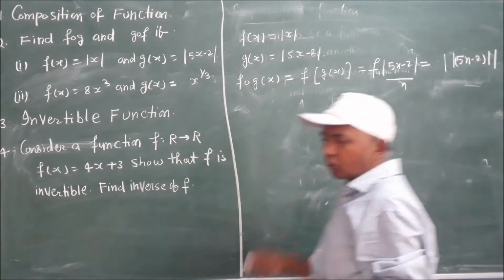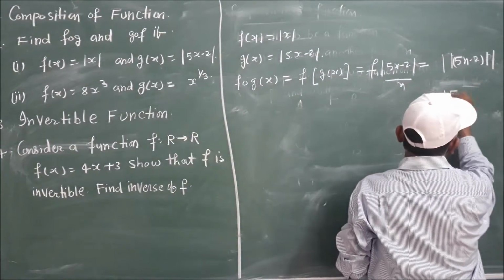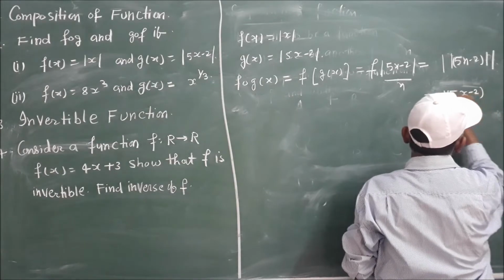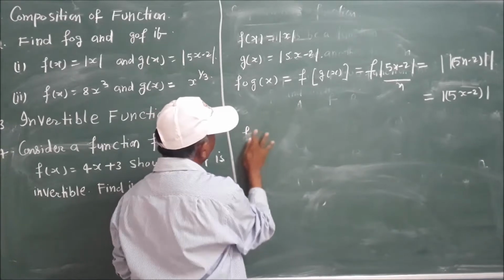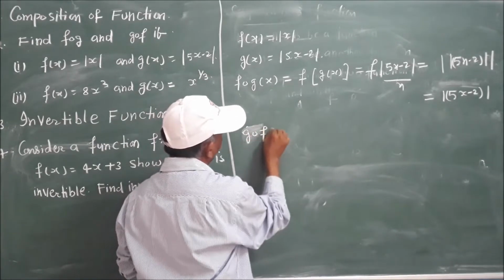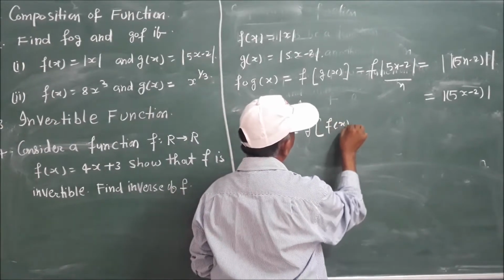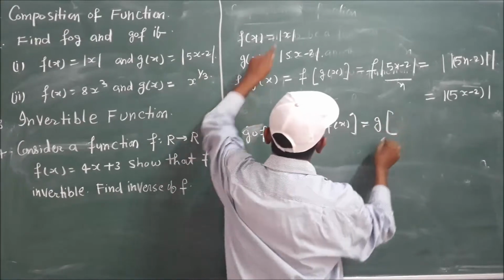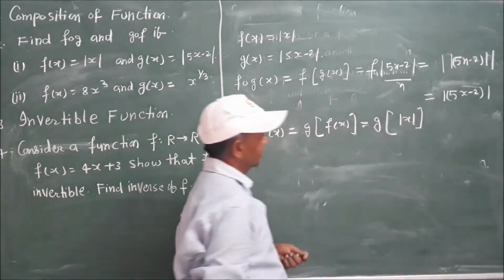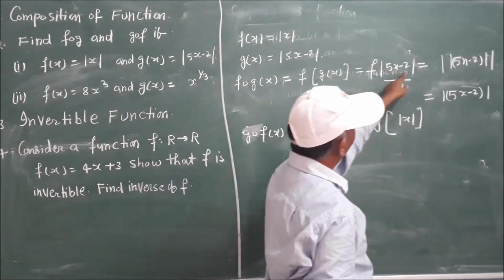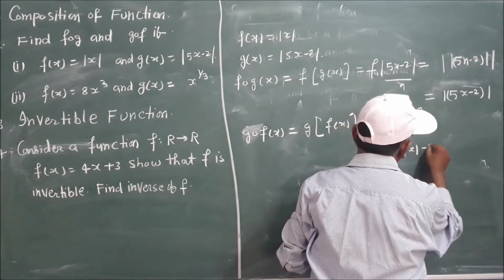Mod of g of x, like this. This will be equal to mod of 5x minus 2, like mod of this thing. And again, g of f x will be equal to g of f x, and f x is equal to mod of x. So g of f x will be 5x minus 2. So this will be equal to 5 times mod of x minus 2, like this.